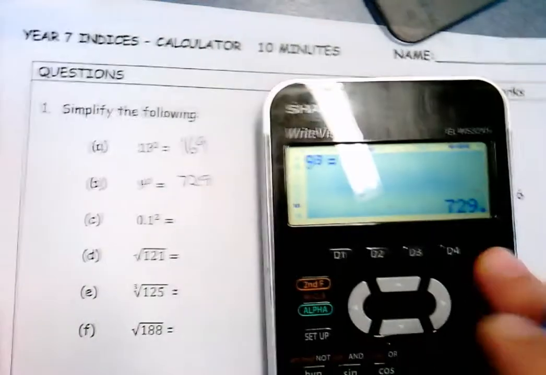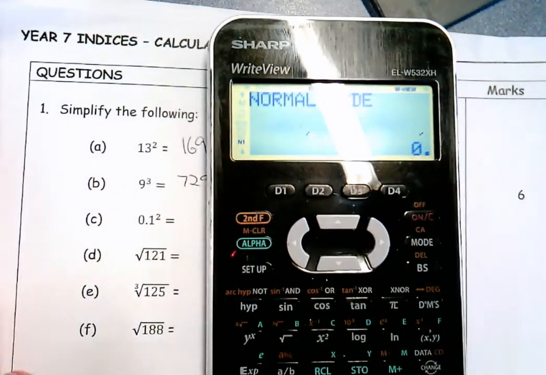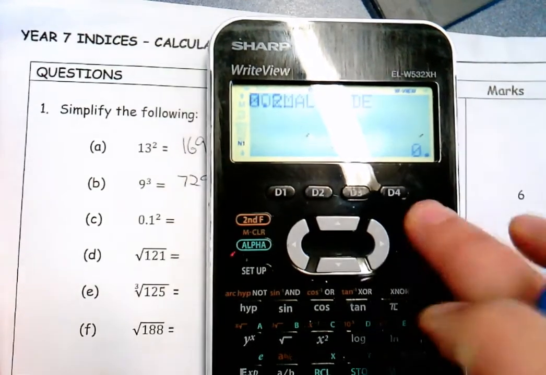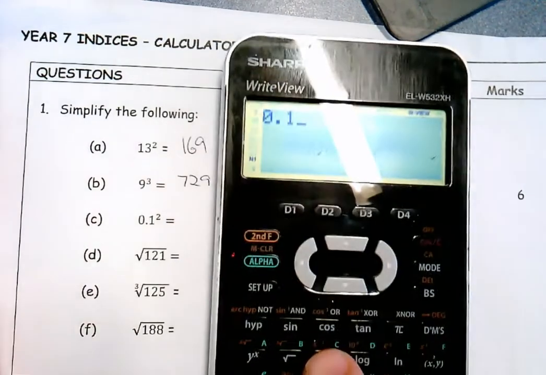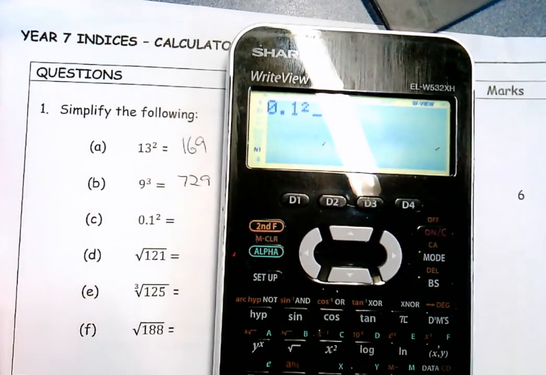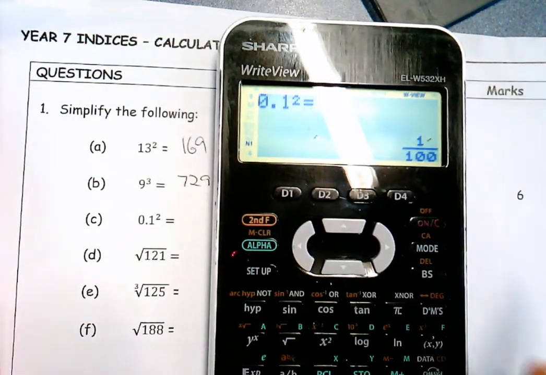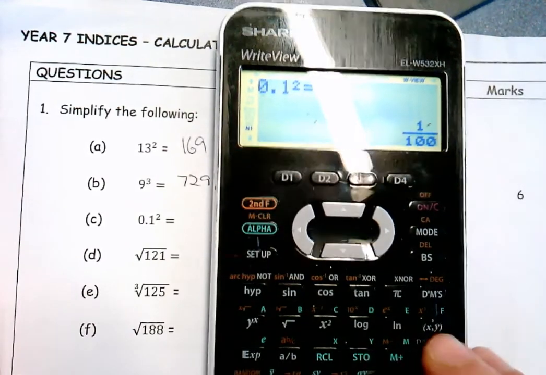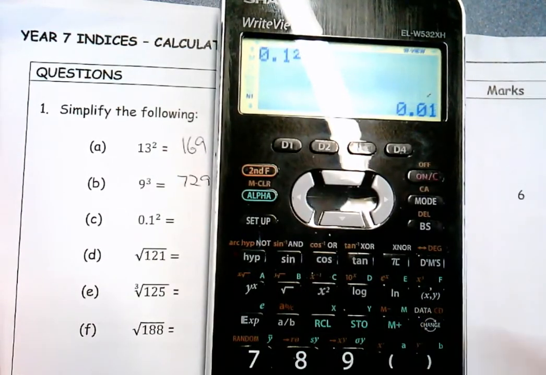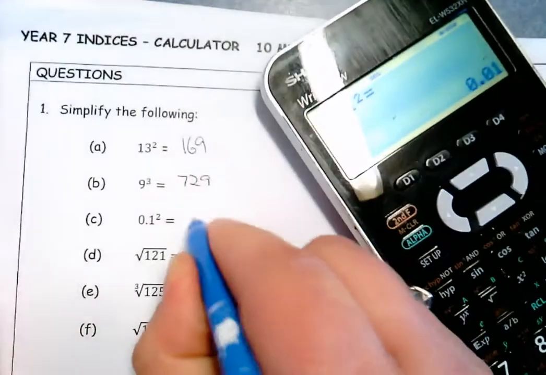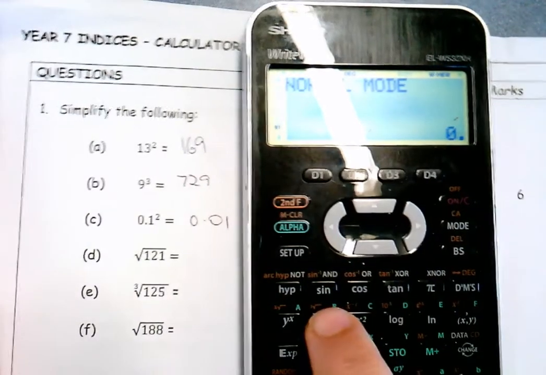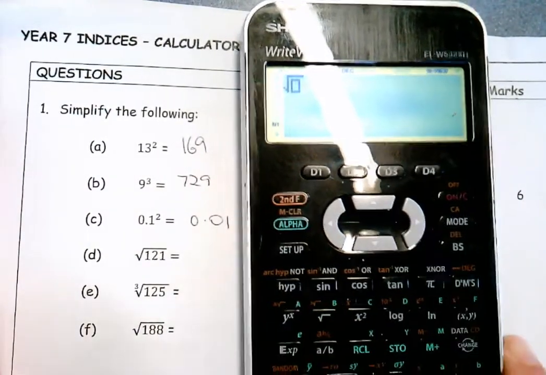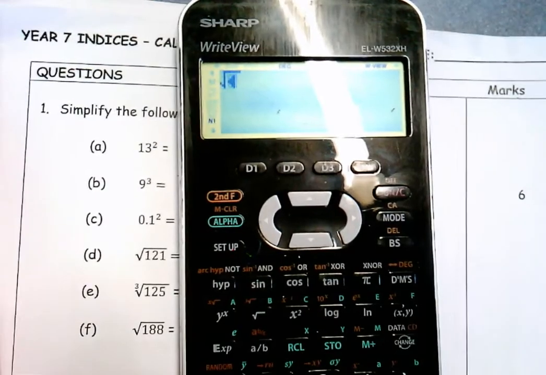The next one, 0.1 squared, is just done as an ordinary thing. 0.1 you can see on my screen, and we just press the x squared button, which is just there. So 0.1 squared is 1 over 100, or I can press the change button here to 0.01. Okay? Now the square root button on your calculator, you can just see it there. You just use it as normal.